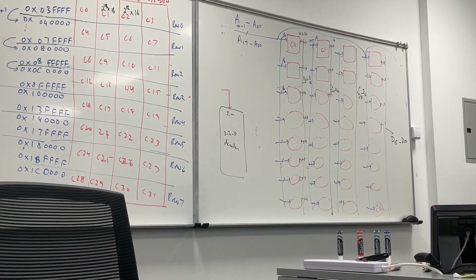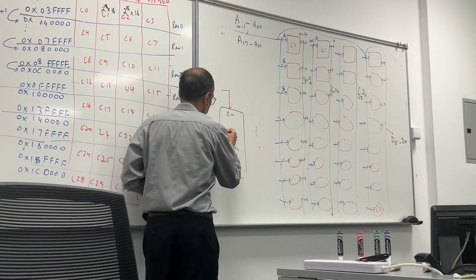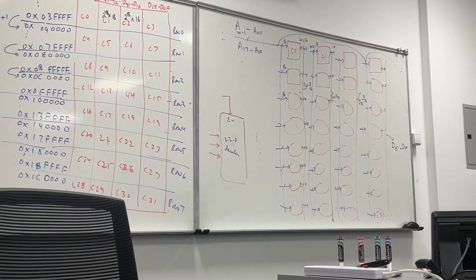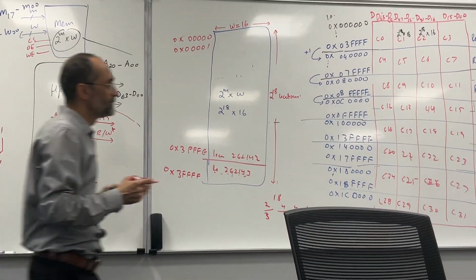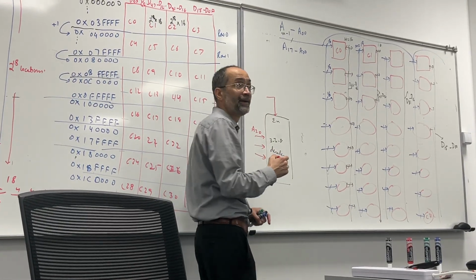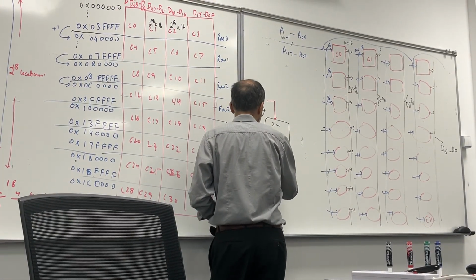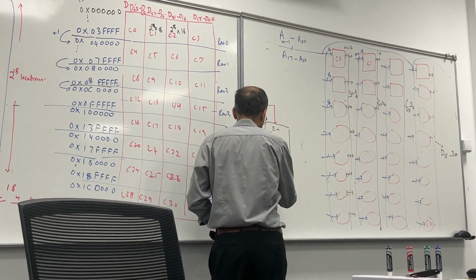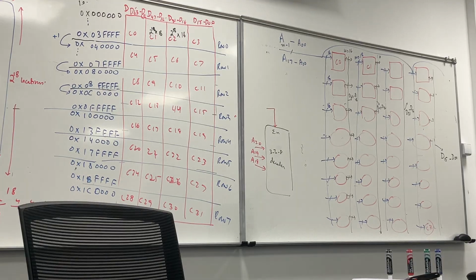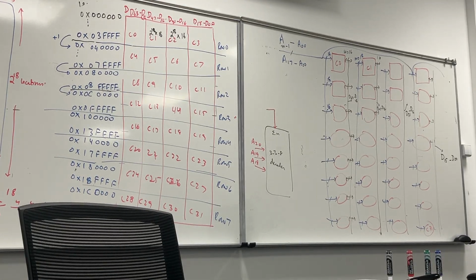Now we have 3 inputs to the decoder. What do we connect here to the first line? Tell me. A20. Then what? A19. Then what? How many outputs of the decoder do we have? 8.